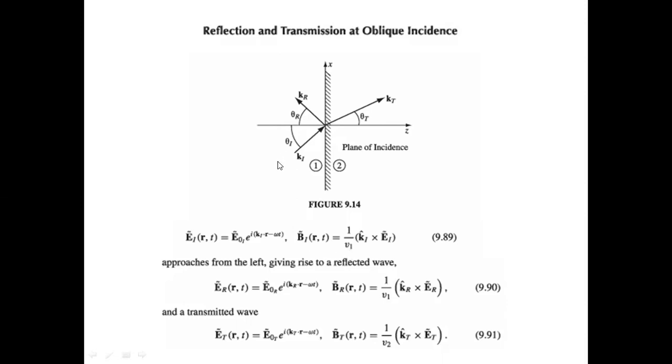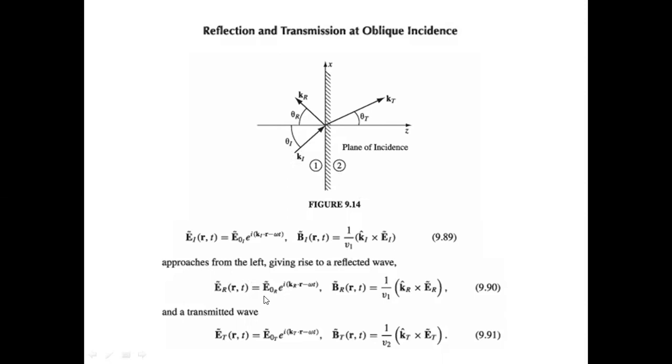So this is medium 1 and this is medium 2. Okay, this side is medium 1, this side is medium 2. Let me write it. Okay, I think it's mentioned here. So this is medium 1 and this is medium 2.